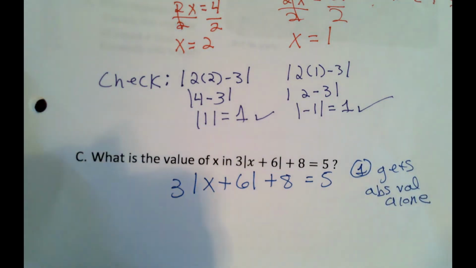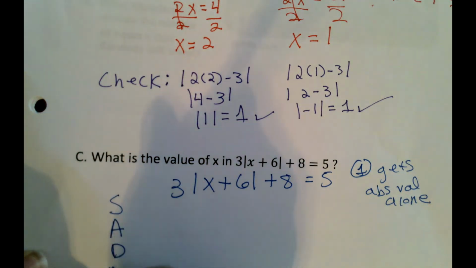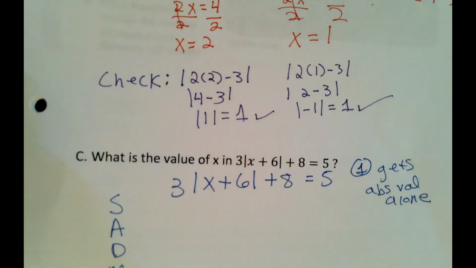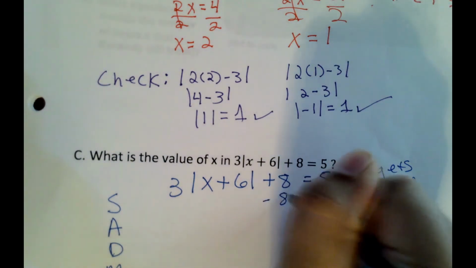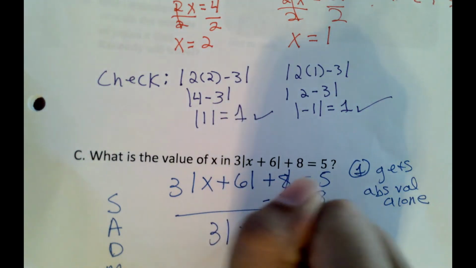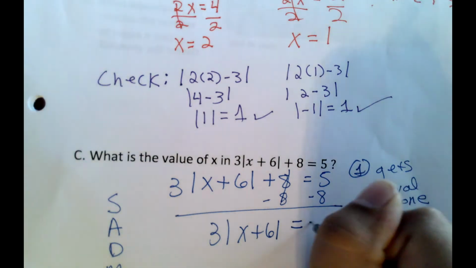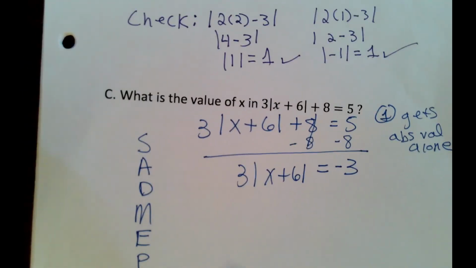Well, what's bothering your absolute value? Well, a 3 and an 8. How do I know which one to start with first? Well, remember, SADMEP is not going away. We're going to do SADMEP. So, subtraction and addition first, meaning that our 3 will have to be handled later on because we've got an 8 to get rid of. So we'll go ahead and subtract 8 on both sides, bring down what we haven't used, equals -3. Okay, now it's time to get rid of that 3.